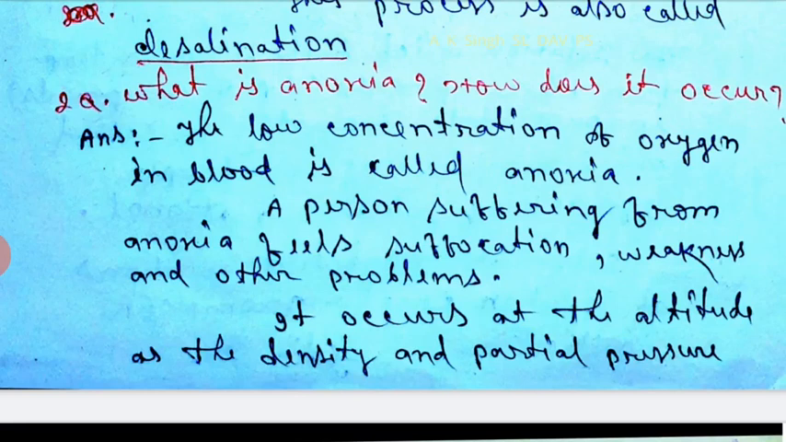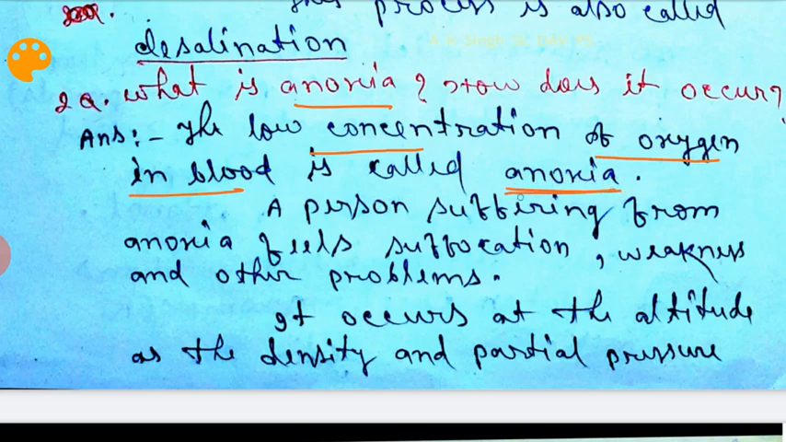Now, second important question is, what is anoxia? What is anoxia? How does it occur? It is the question. The low concentration of oxygen in blood is called anoxia.